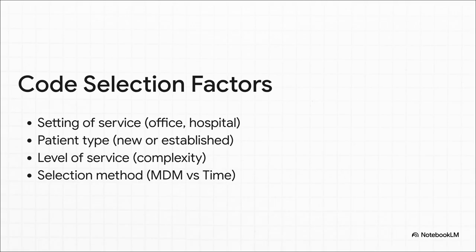To pick the exact right code, you always need to triangulate 4 key factors. First, the setting of the service, which is what we're deeply focused on today. Second, the patient type. Mainly, are they new or established? Third, the level of service, which naturally scales up as clinical complexity increases. And fourth, the selection method. Remember, you must choose whether you are using medical decision-making, or MDM, versus total time spent to score that visit. They are mutually exclusive per encounter.